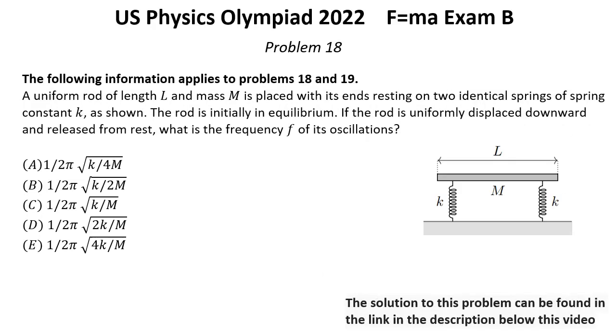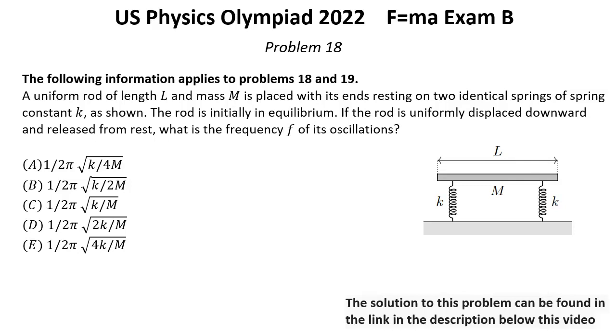The following information applies to problems 18 and 19. Problem number 18. A uniform rod of length L and mass M is placed with its ends resting on two identical springs of spring constant K as shown. The rod is initially in equilibrium. If the rod is uniformly displaced downward and released from rest, what is the frequency f of its oscillation?